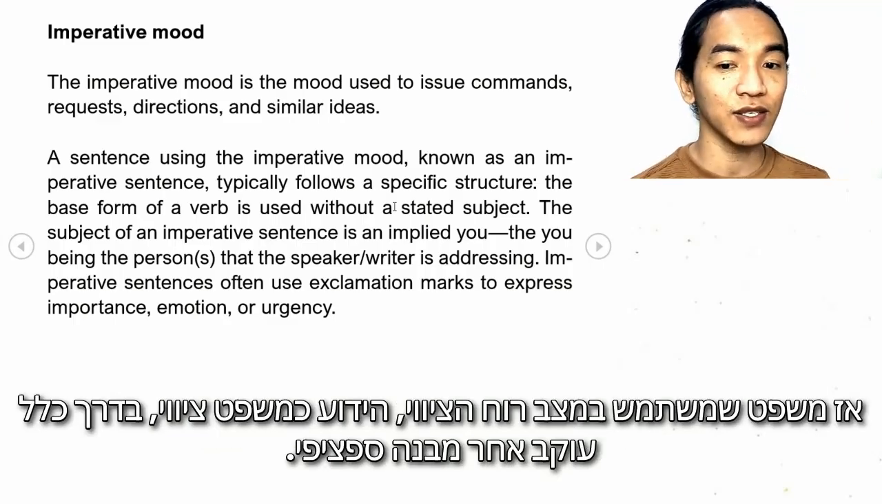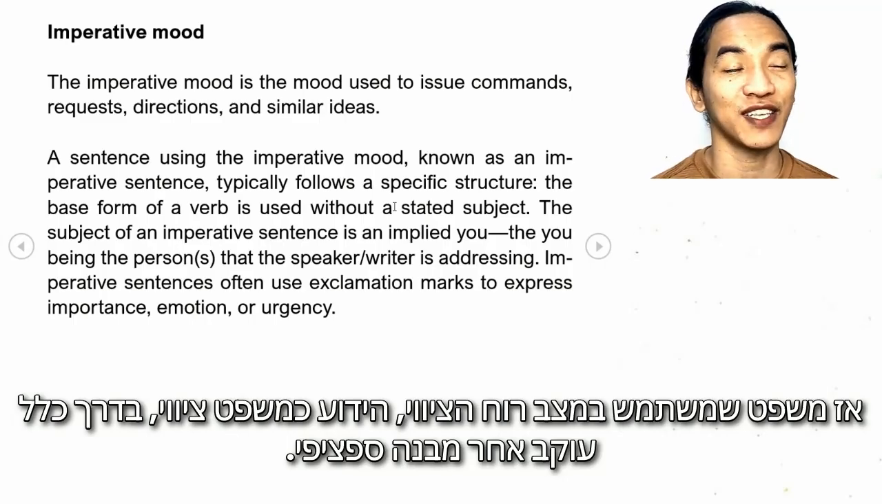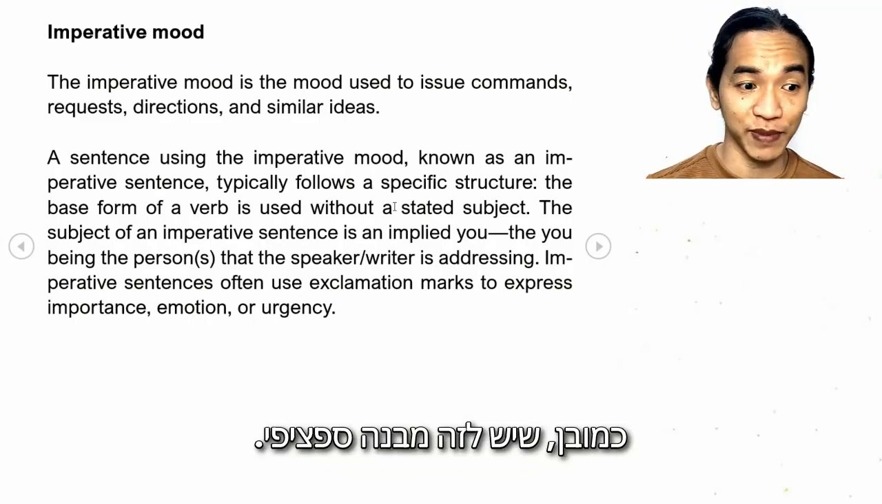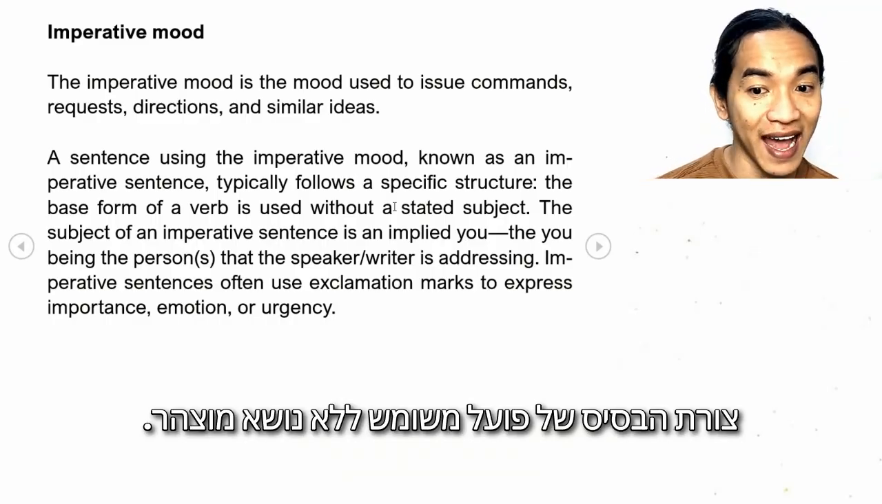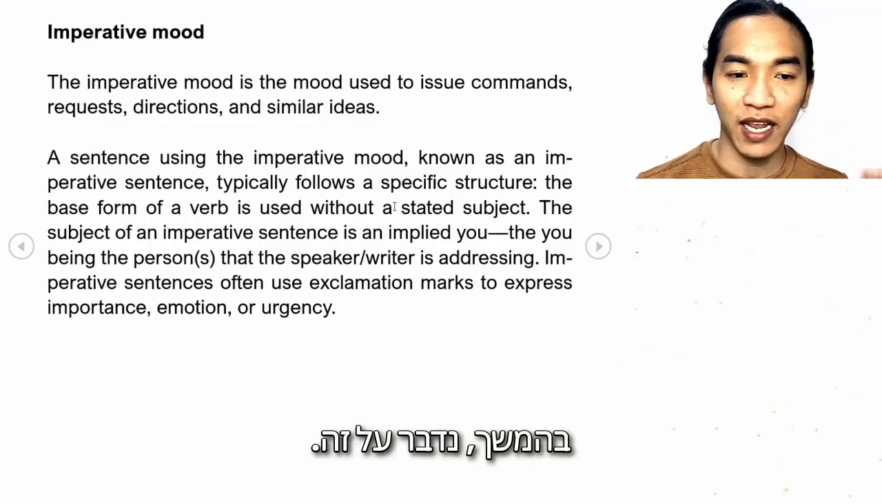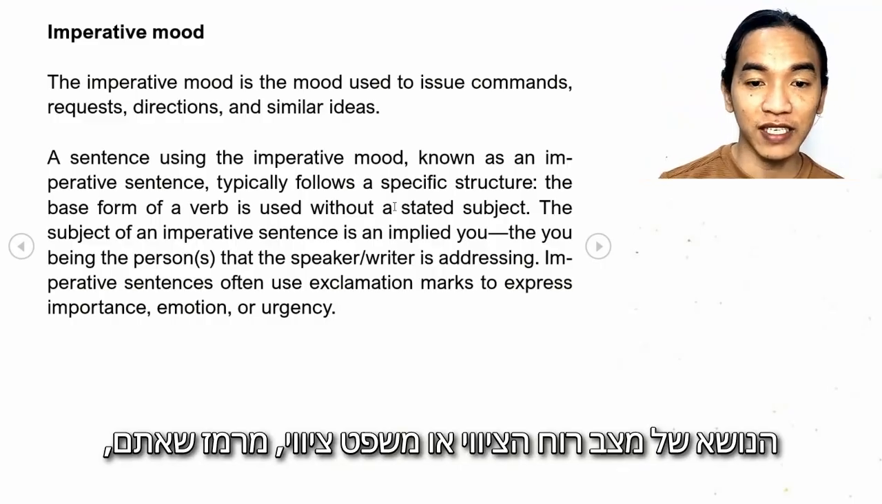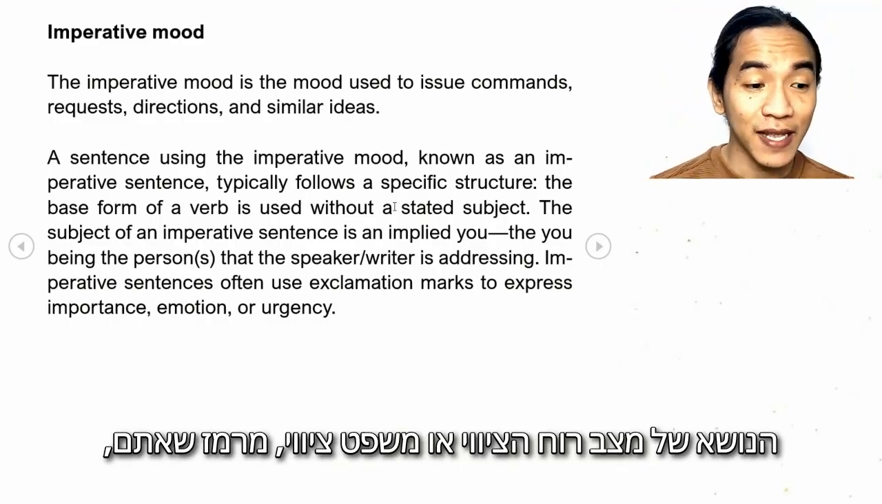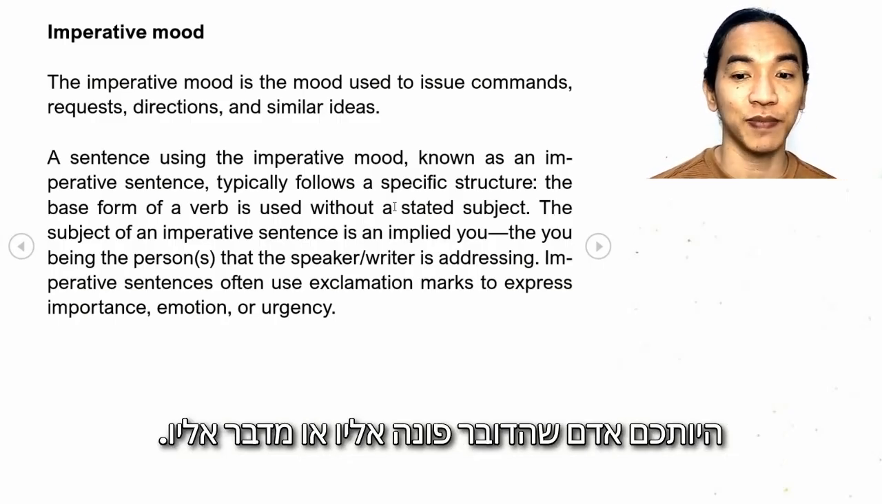A sentence using the imperative mood, known as an imperative sentence, typically follows a specific structure. Of course, there's a specific structure to that. The base form of a verb is used without a stated subject. Later on, we will be talking about this one. The subject of an imperative sentence is an implied you, the person that the speaker is addressing or talking to.